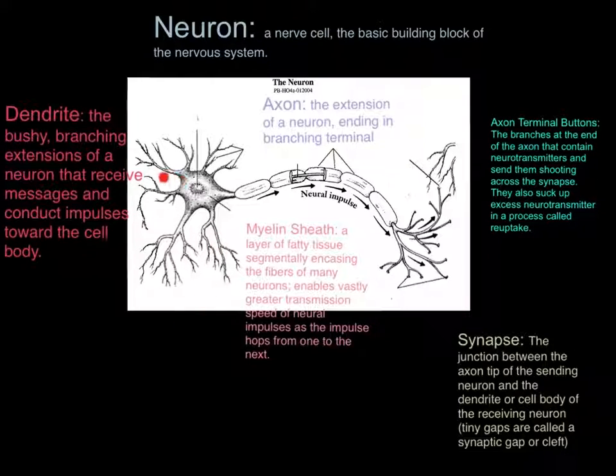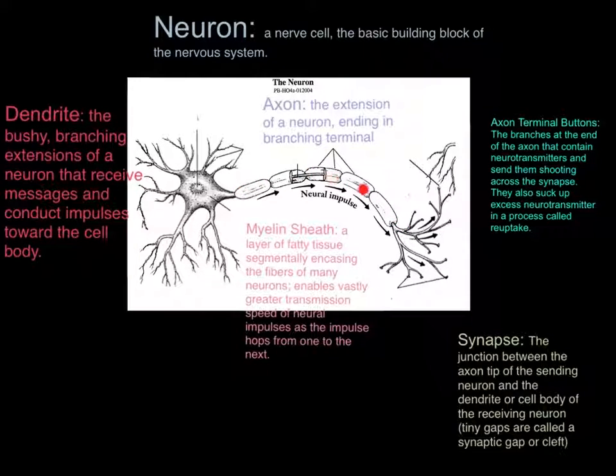So moving left to right, we see the dendrites. They are bushy branching extensions of a neuron that receive messages and conduct impulses towards a cell body. So these are where the neurotransmitters from the neighboring neuron would go to be translated into a neural impulse that would then go through the axon. The axon is an extension of a neuron ending in a branching terminal. So you see this little line here.